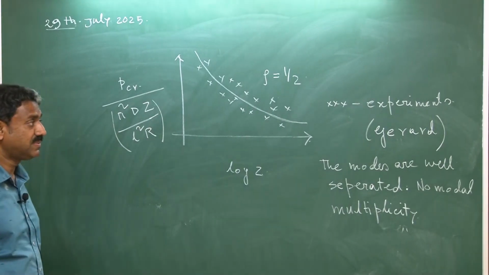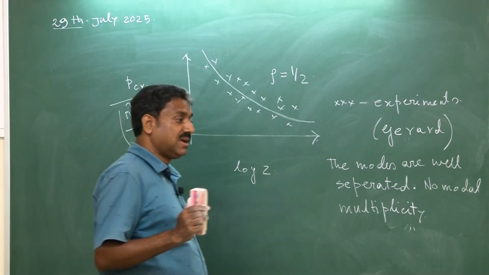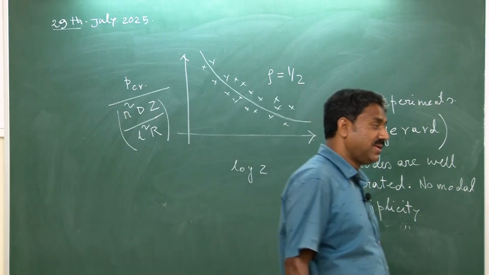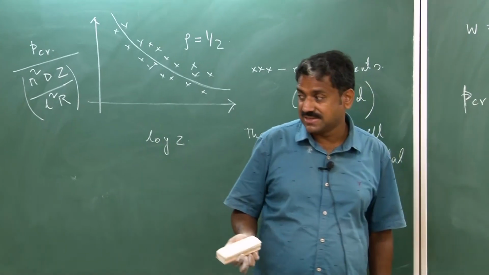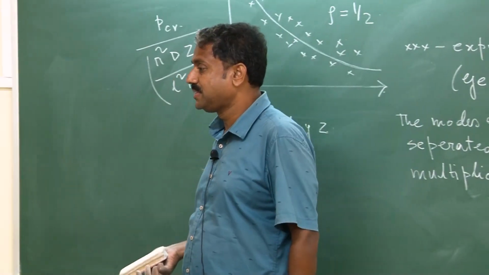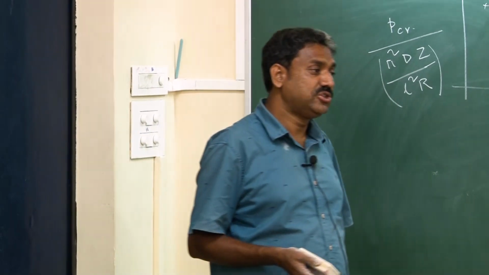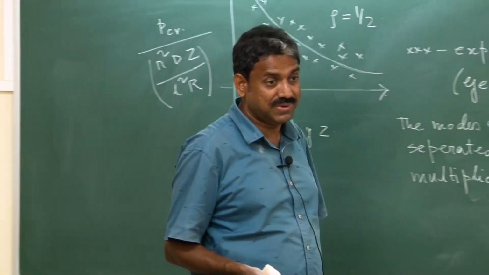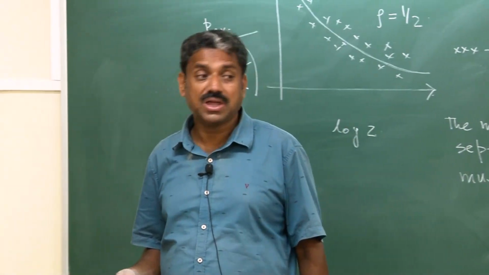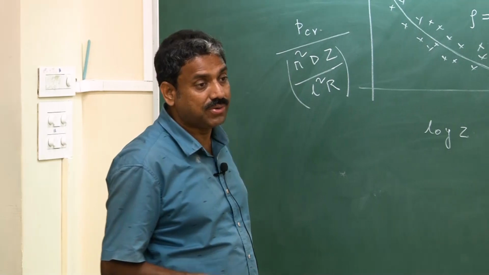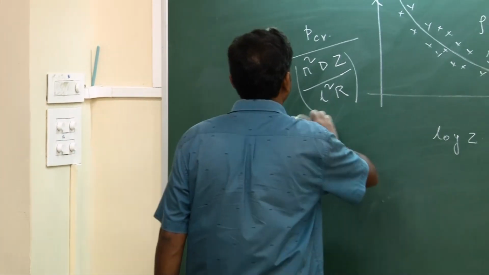The lesson from this is that whether a shell will be imperfection sensitive or there will be modal multiplicity depends not only on the geometry of the shell and its parameters, but also on the mode of loading, what kind of loading it is subjected to.